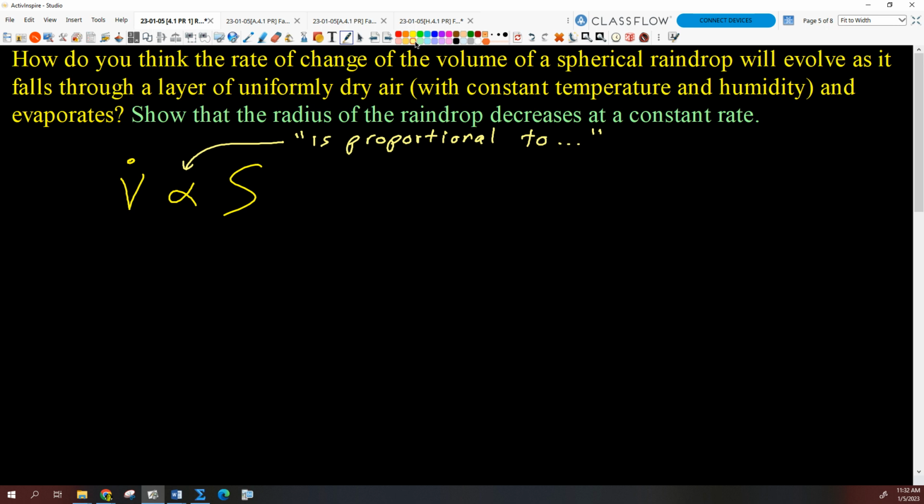Wait, what is the S represent? Surface area. The rate of change of volume is proportional to surface area. Isn't that what we said? The rate at which it's evaporating is proportional to the surface area of the raindrop. How do we write that as an equation? You guys remember how to do that? It goes clear back to probably algebra 1.